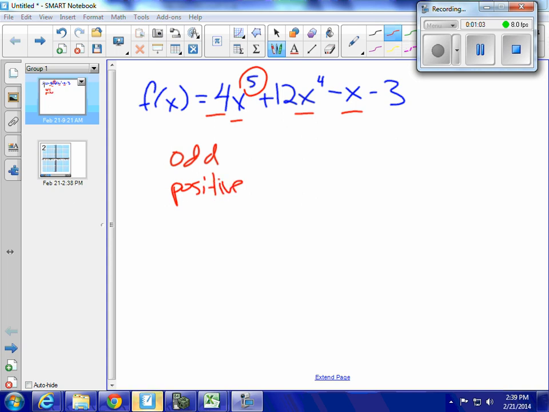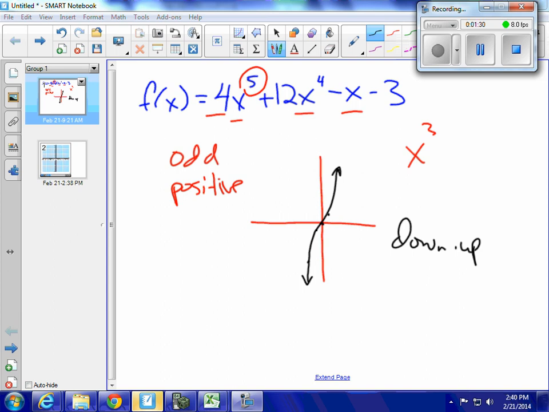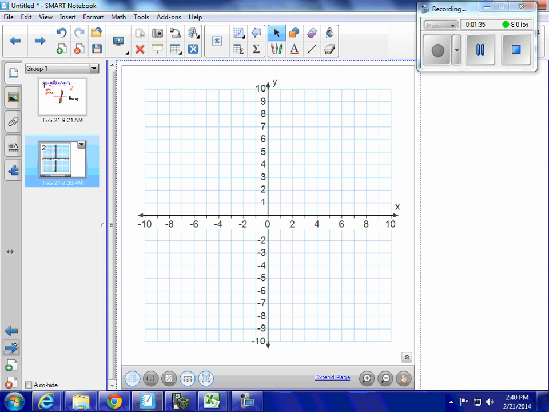So odd and positive, I always think of the graph of x cubed. What's the end behavior of x cubed? Well, the graph of x cubed has a point at (0, 0), at (1, 1), and at (2, 8), and at (-1, -1) and (-2, -8). So the graph of x cubed looks like that. So that is down, up, end behavior. So I'm going to go over to my graph, and I'm just going to make a little note, like I like to do, that it's going to be down, up, end behavior. That's what my graph's going to end up being.